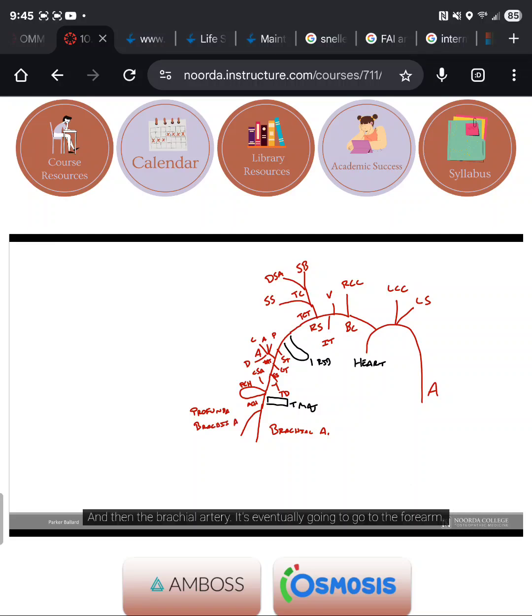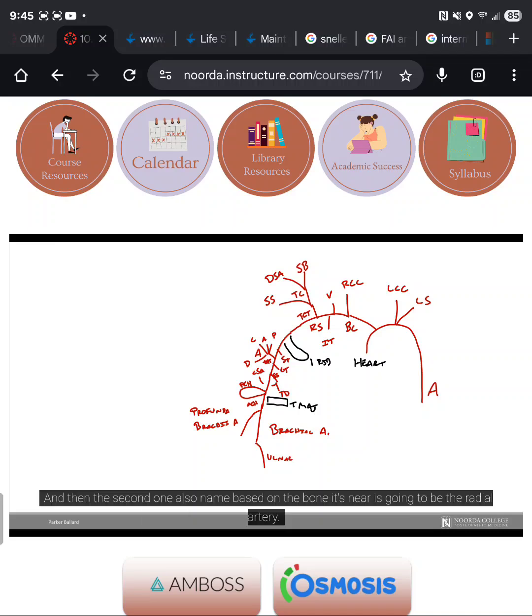And then the brachial artery is eventually going to go to the forearm. Once it's in the forearm, it's going to split into two different branches. There's going to be an ulnar branch right here, and then the second one, also named based off the bone it's near, is going to be the radial artery. So we've got an ulnar and a radial artery. The ulnar artery is going to have interosseous branches that come off, so there will be a common interosseous artery, and then an anterior interosseous artery, as well as a posterior interosseous artery.